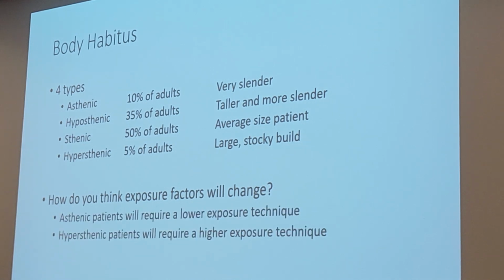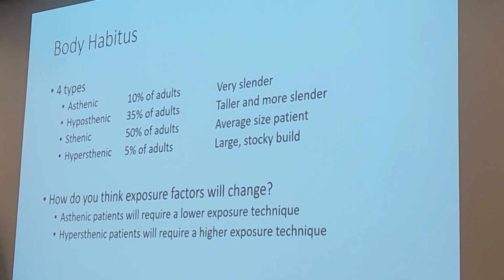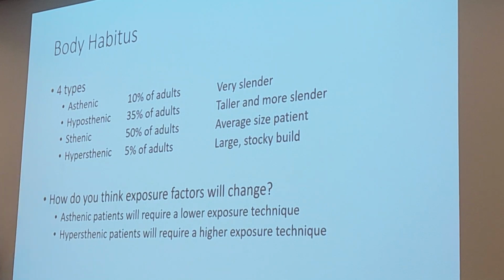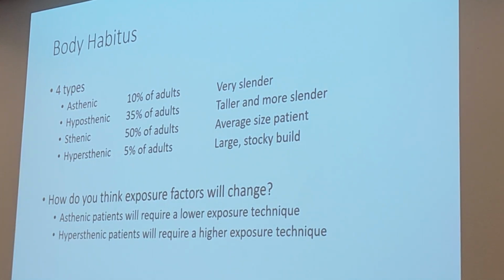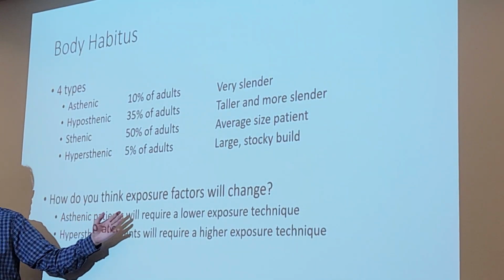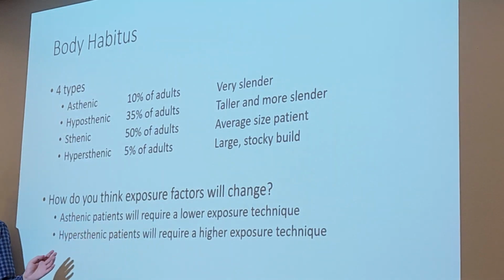Probably not when you see... So generally speaking, you're not going to see that. Asthenic is going to be thin and narrow. Hypersthenic is going to be the large, stocky, wide-shouldered type of body. And once again, all these are general rules. Use your common sense, adjust as you need to. But asthenic will require lower exposure techniques. Hypersthenic will require a higher exposure technique.